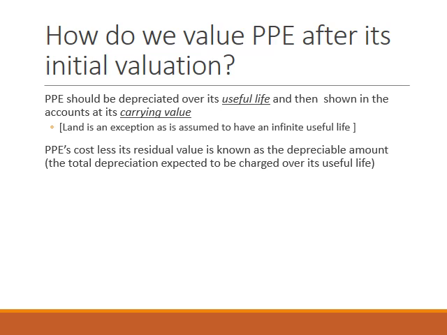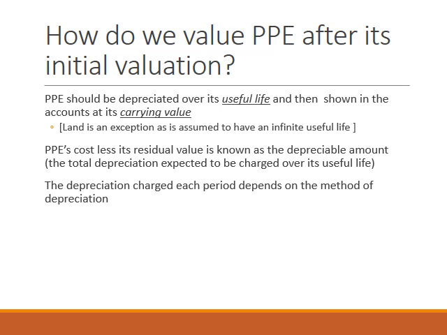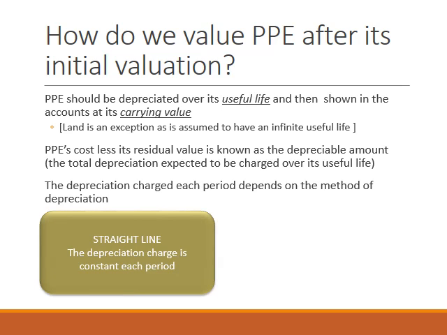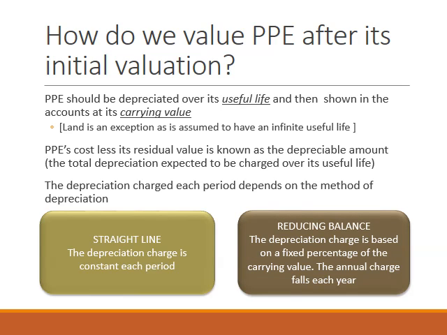The amount that gets charged each year will depend upon the method of depreciation that we choose to use. The two most common methods in the UK are the straight line method, where the depreciation charge is set at a constant rate each period, or the reducing balance method, where the depreciation charge is based on a fixed percentage of the carrying value. And so with the reducing balance method, we see a high charge at the start of the asset's life, which then gradually falls each period until the asset is either scrapped or disposed of.